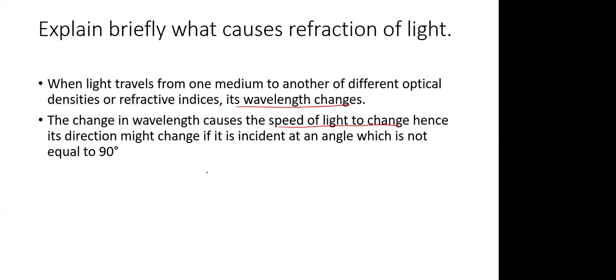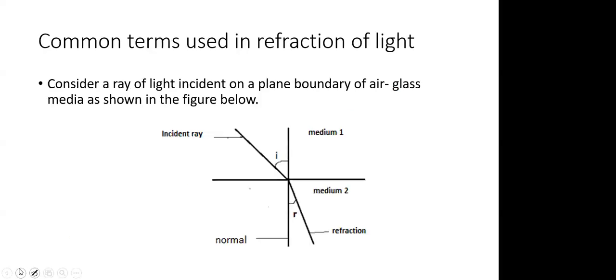Okay, I think we can now continue. Now, we have what we call common terms used in the refraction of light. When we talk about the common terms, we are looking at, when we are defining refraction, what are some of those terms that we use? Some of the terms we use, we have this ray. Allow me, I'm going to label it like this. This one can be my A, this one can be my O, and I can have B here. Now, this line here, this is what we call the normal line.